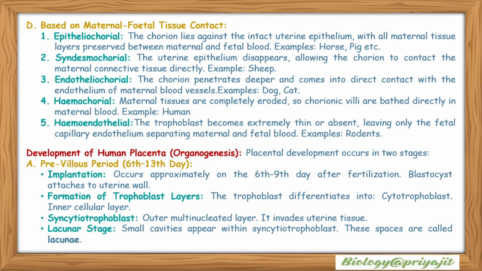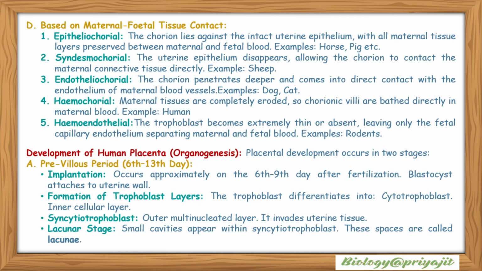Endotheliochorial: the chorion penetrates deeper and comes into direct contact with the endothelium of maternal blood vessels. Examples, dog, cat, etc. Hemochorial: maternal tissues are completely eroded, so chorionic villi are bathed directly in maternal blood. Example, human. Hemoendothelial: the trophoblast becomes extremely thin or absent, leaving only the fetal capillary endothelium separating maternal and fetal blood. Examples include rodents.